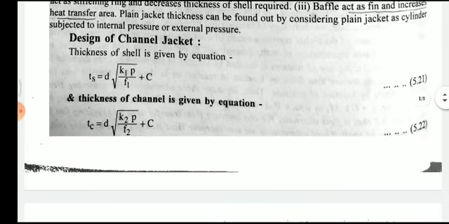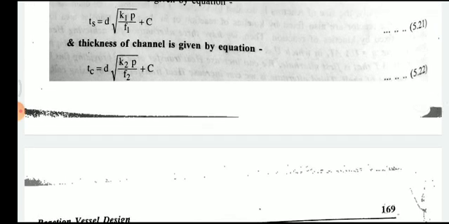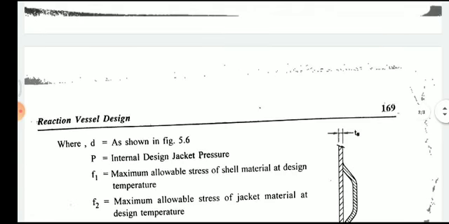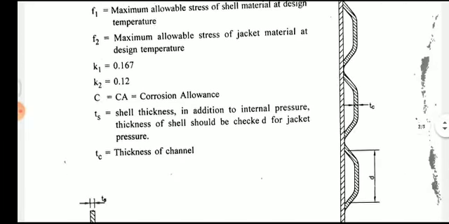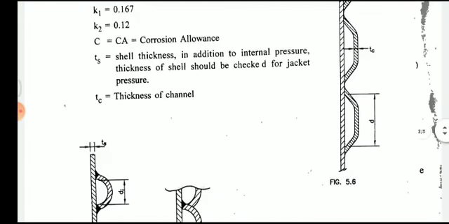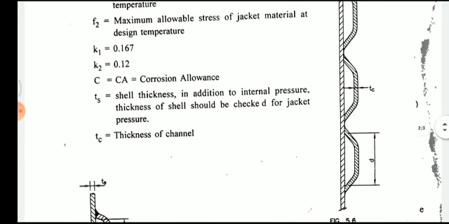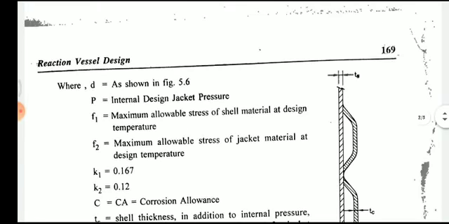That is the thickness of the shell and this is the thickness of the channel, which is given by t_c = D√(K2 P / F2) + C. The various parameters are shown in the figure. Figure 5.6 is the channel jacket. What exactly does D mean? D is the curvature, that is the half coil. Then t_c is the channel thickness and t_s is the shell thickness.